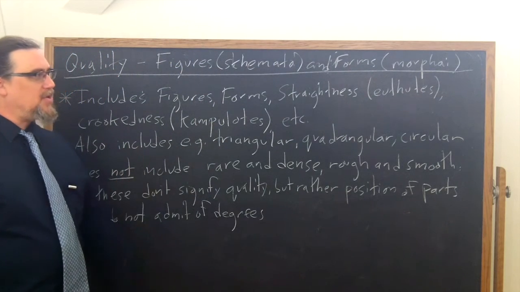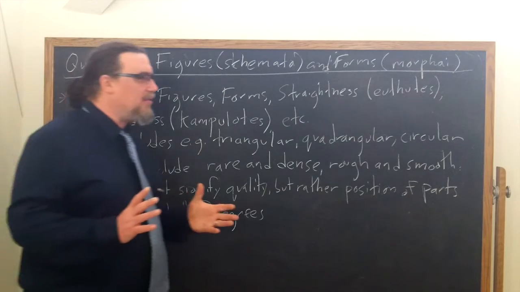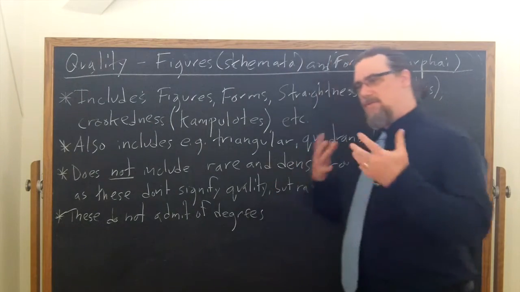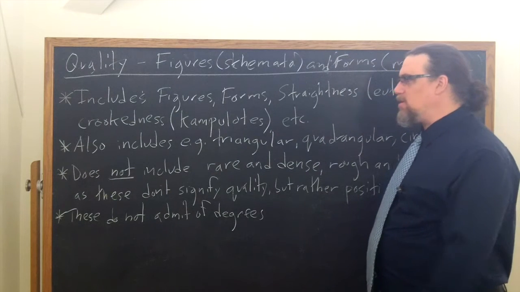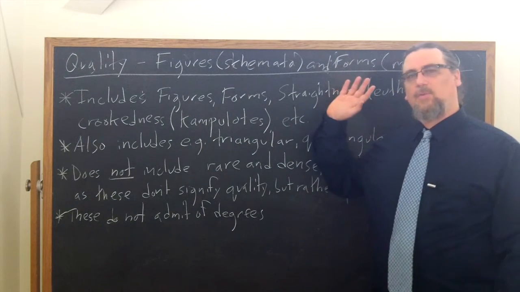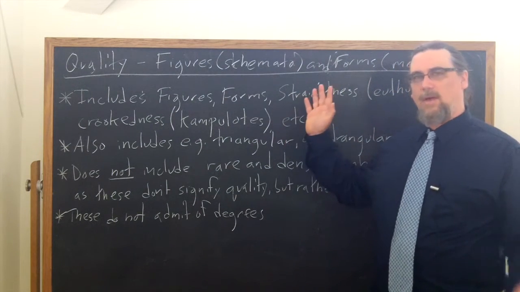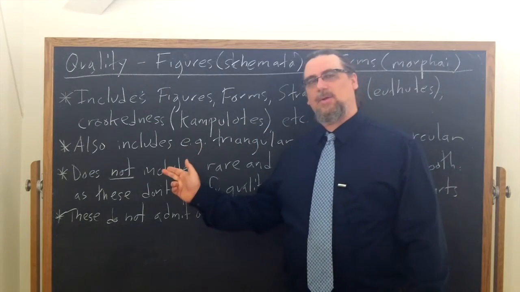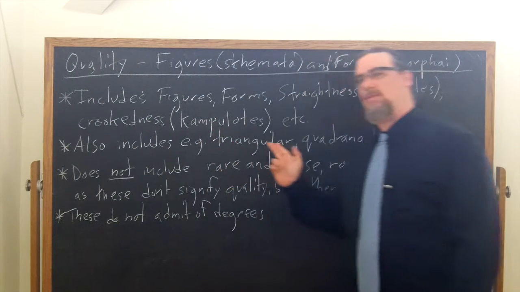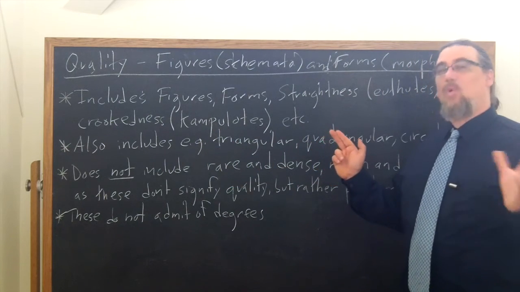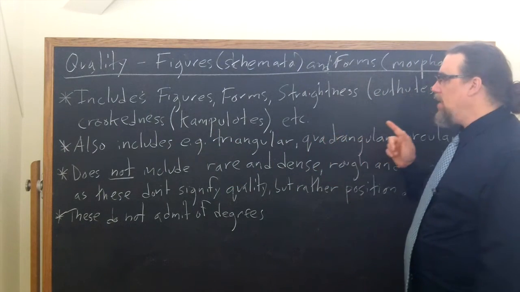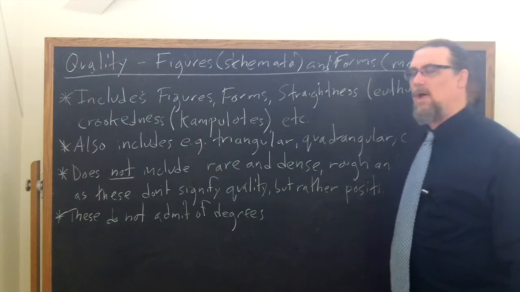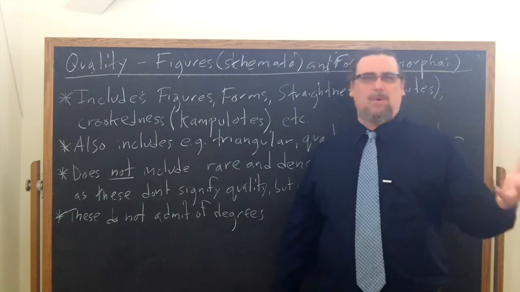He does actually say something that's very interesting that I think requires a bit of thinking, but he provides us with an explanation as well. So he not only tells us what's included in this type of quality, he tells us what's not included. He says, not included in this, or even in quality per se, is the rare and the dense, the rough and the smooth. Now, if you see the word rare and you're like, well, what is that?